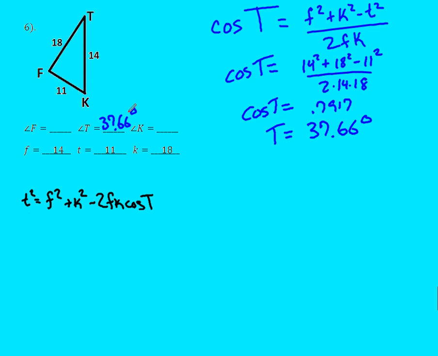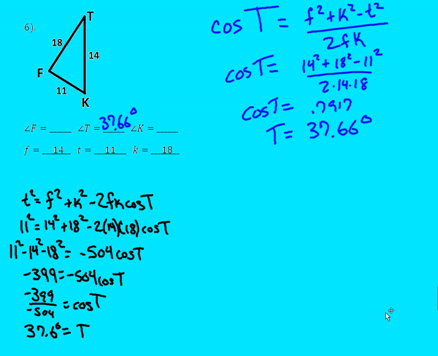37.66 degrees. Now again, I said you could go with this equation that has the cosine t, the alternate form, or we could have done this the exact same way and gotten the exact same answer by plugging into the original formula and solving for cosine t. Either way works. Now I have an angle side pair that I can use, so I can just use law of sines again.